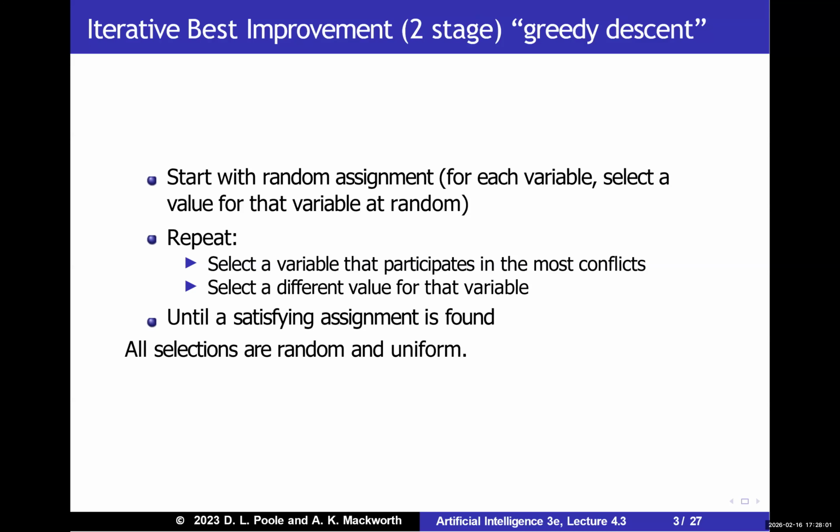Now, iterative best improvement is a structured form of local search. In this algorithm, we begin with a random complete assignment. At each step, we identify the variable involved in the greatest number of conflicts. Then we assign that variable a new value that reduces the total number of conflicts as much as possible. This is called greedy descent because we always move in the direction of immediate improvement. The method is often fast and intuitive.